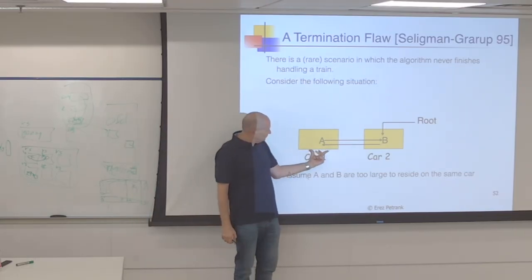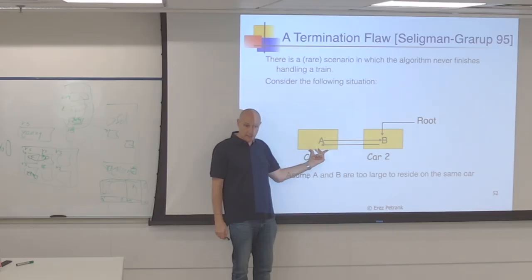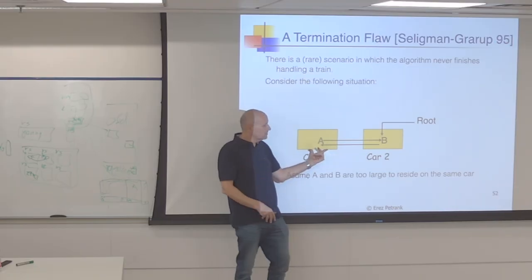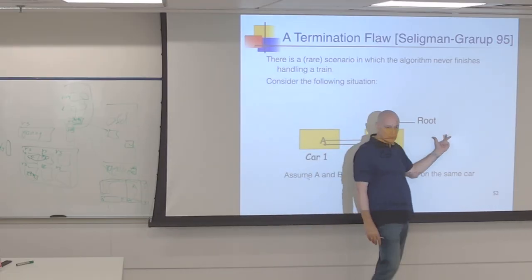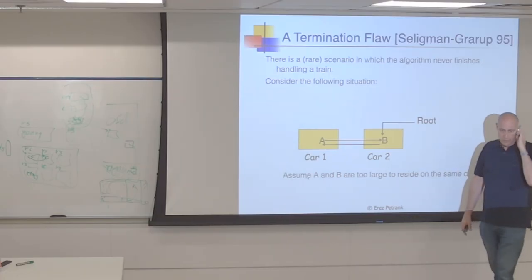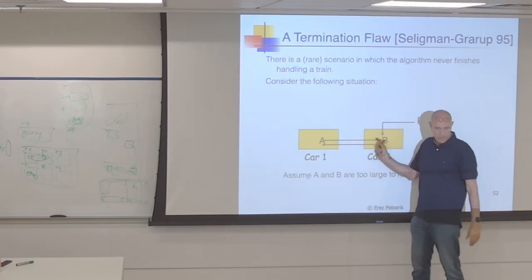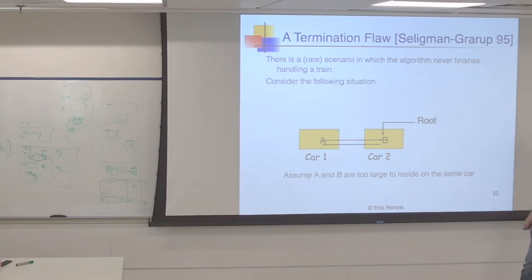So I come to collect car 1, and I see that the object is pointed by another car of the same train. So I will move it to a third car, right? This is what the algorithm dictates. I'm afraid that these are unreachable and I want to just keep A in the train.